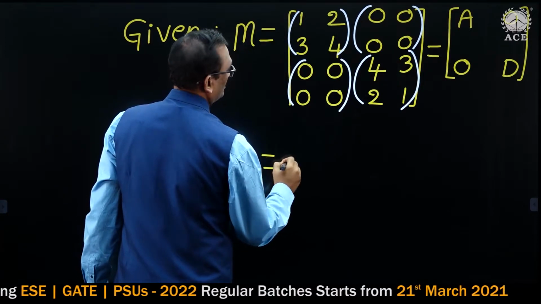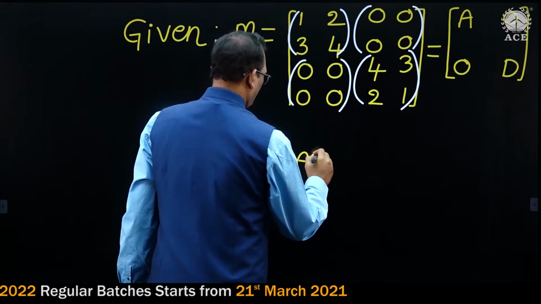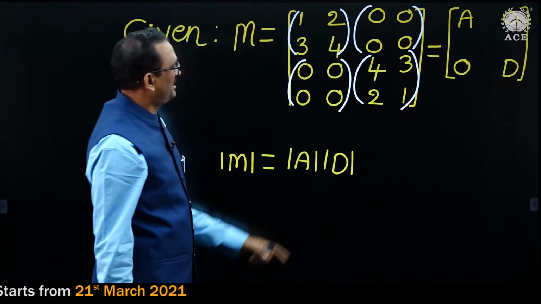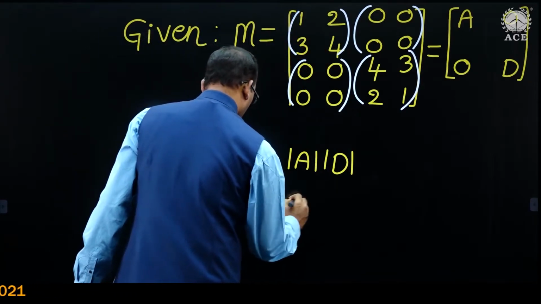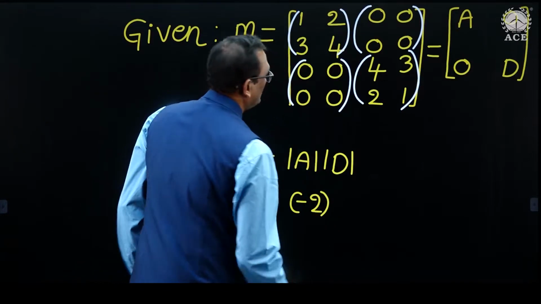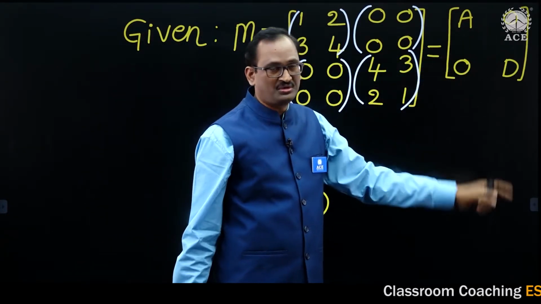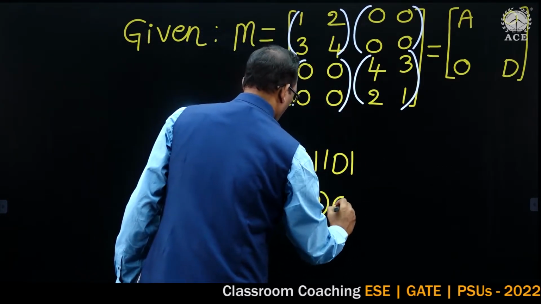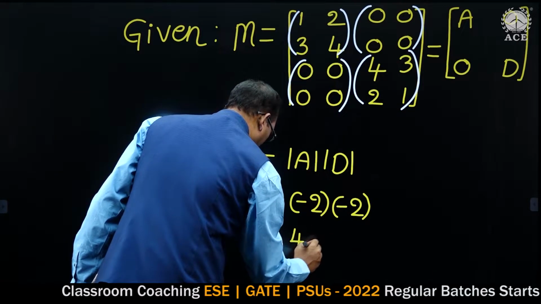determinant of M is equal to determinant of A into determinant of D. That A means what? 4 minus 6, that is minus 2. The determinant of M is equal to determinant A into determinant D minus 0. That D is again 4 minus 6, minus 2. This is equal to 4.